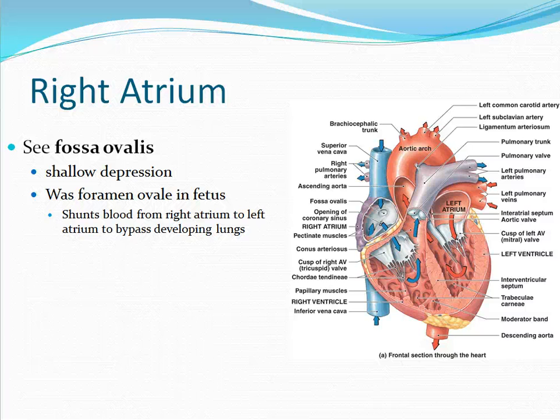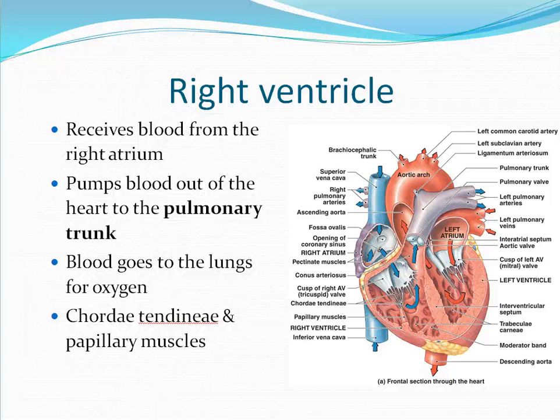Also in the right atrium, you will find the fossa ovalis. This is a shallow depression that in the fetus was known as the foramen ovale. The function of the foramen ovale in the fetus was to shunt blood from the right atrium to the left atrium to bypass developing lungs. The right ventricle receives blood from the right atrium. It then pumps this blood out of the heart to the pulmonary trunk. Blood then goes to the lungs to become oxygenated. Also in the right ventricle, you will see chordae tendineae and papillary muscles. We will talk more about these in just a moment.